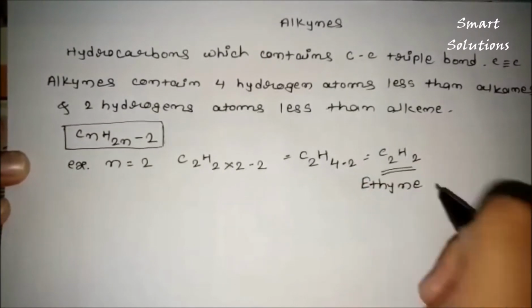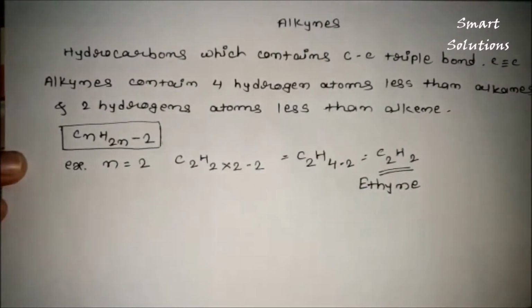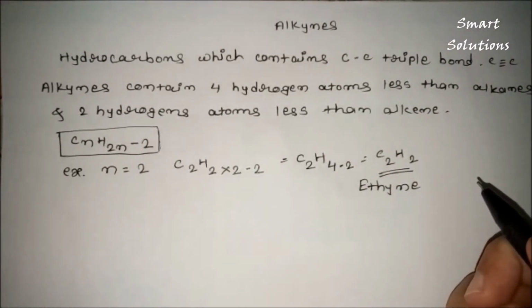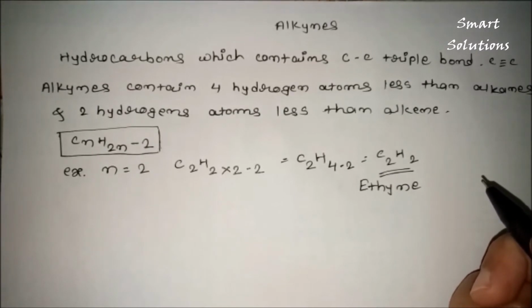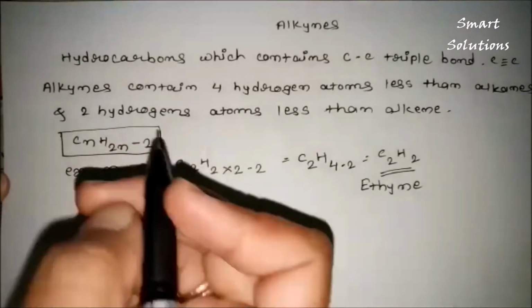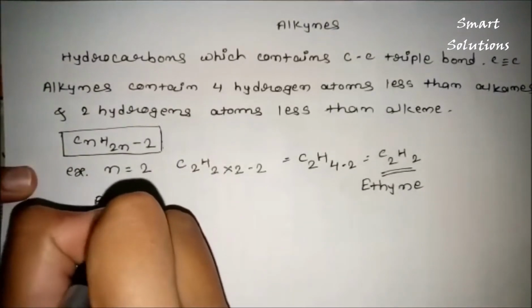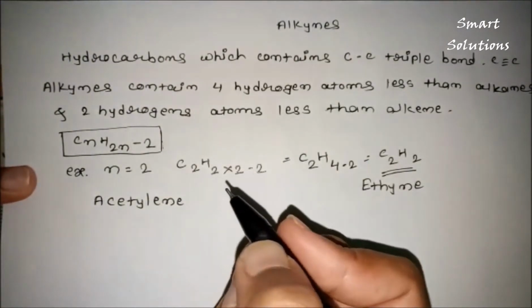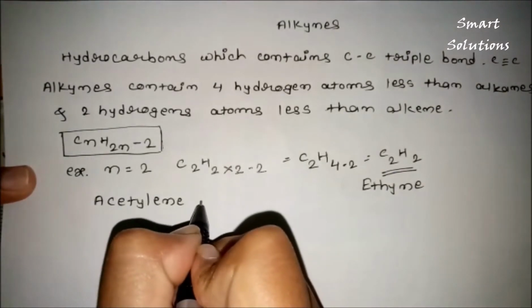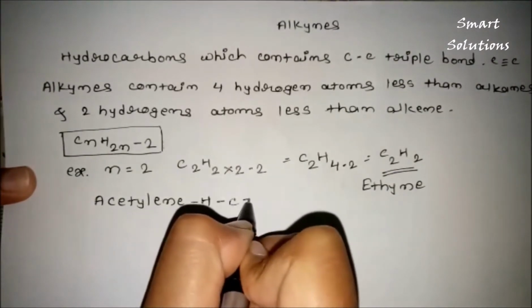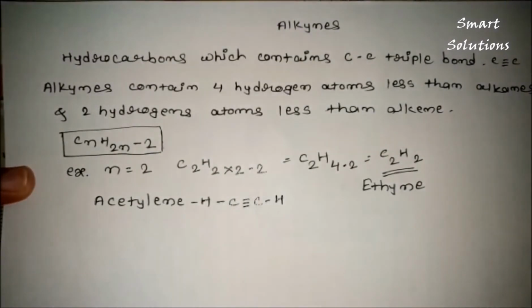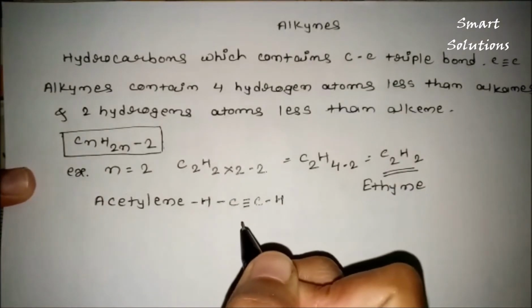This is ethyne. This is the IUPAC name. And what is the common name for ethyne? The common name for ethyne is acetylene. And we can write it like this: HC triple bond CH. This is ethyne.